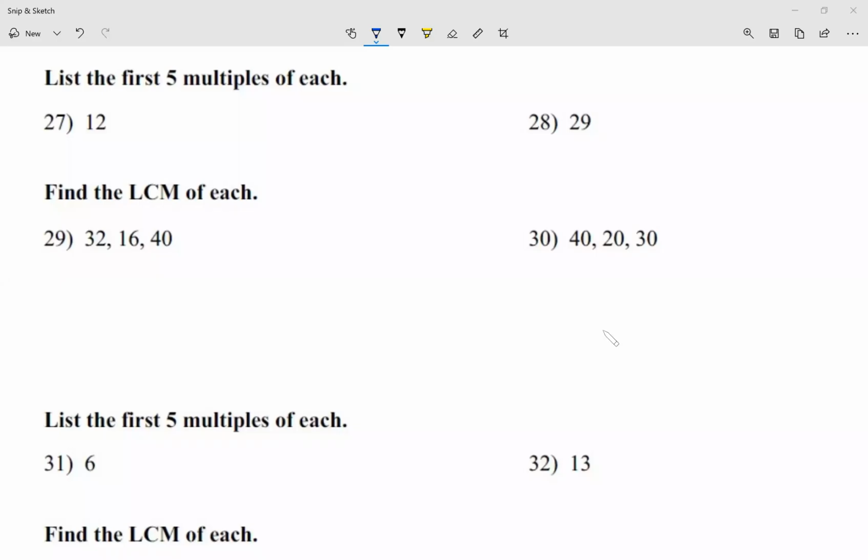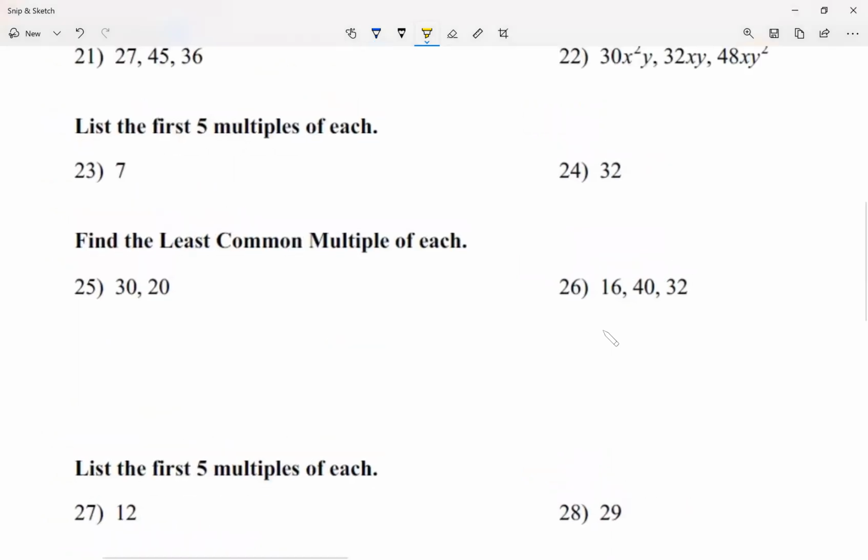All right, so let's take a look at 27 to 30. Yesterday, we started looking at the least common multiple. Let me refresh you guys on how our instructions looked yesterday. We looked at multiples, and then we looked for the least common multiple.